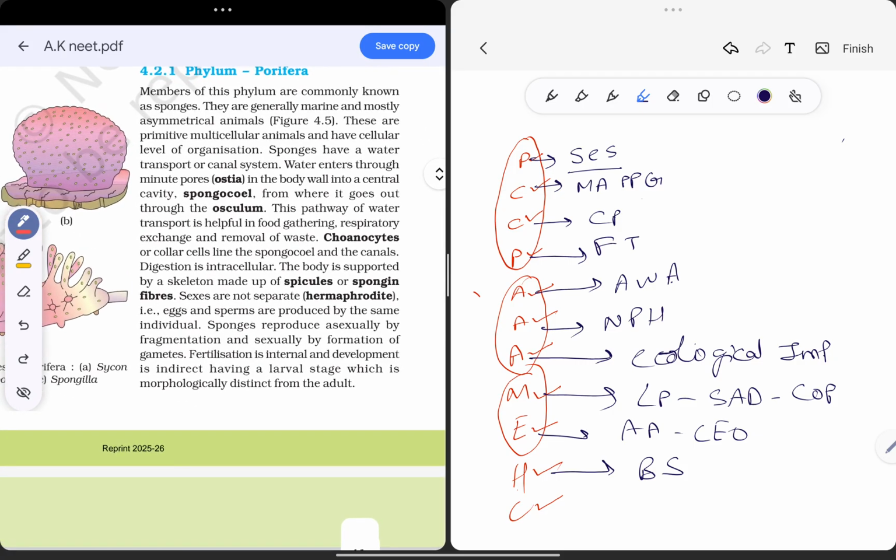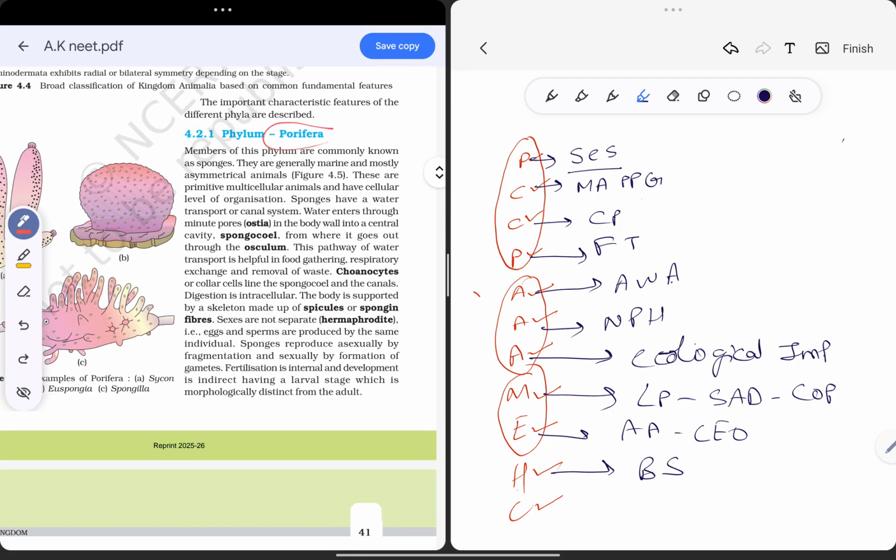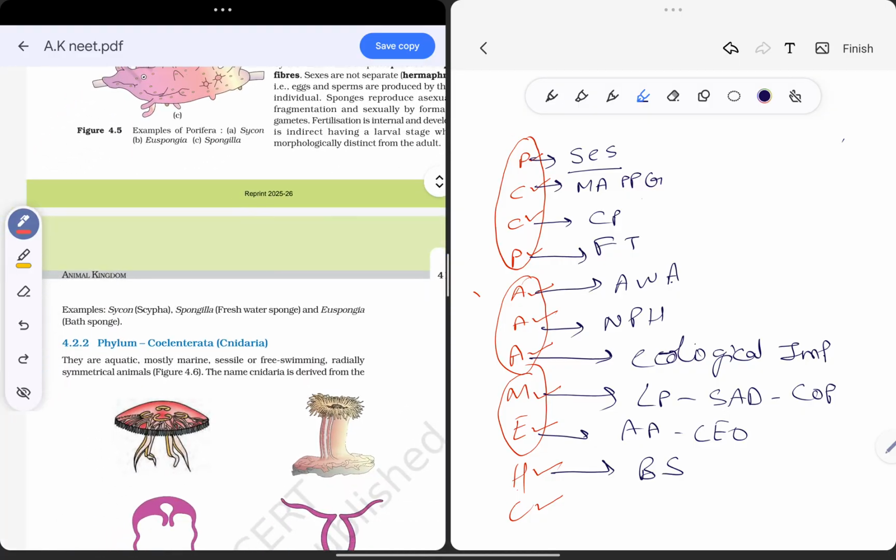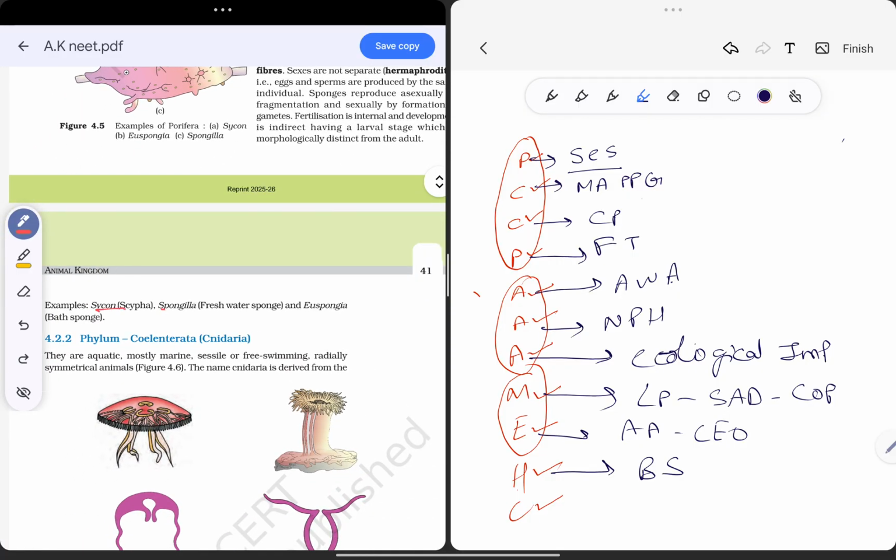So what are these, if you ask me, CES? What is CES? In Porifera, you'll have sponges. In Porifera, the examples are Sycon, Spongilla, Euspongia. So this refers to Sycon, Spongilla, Euspongia.